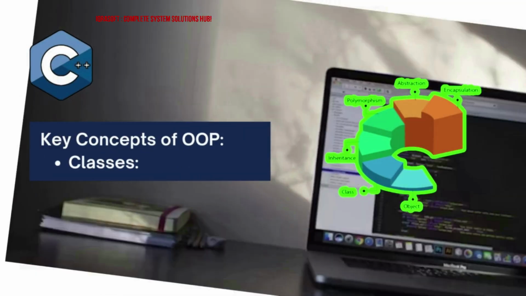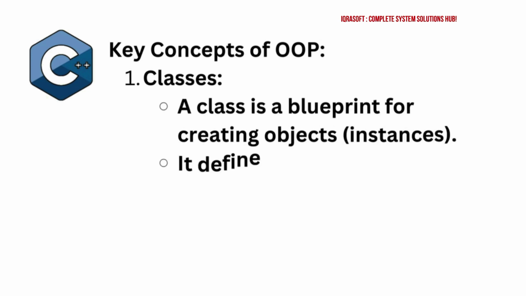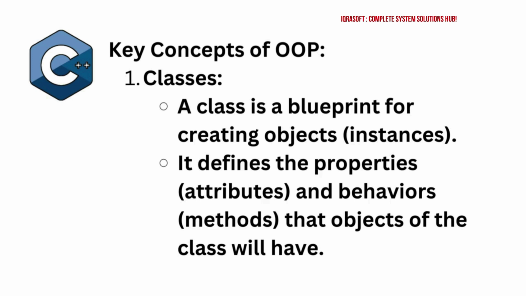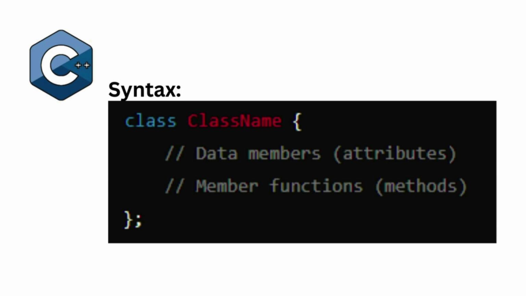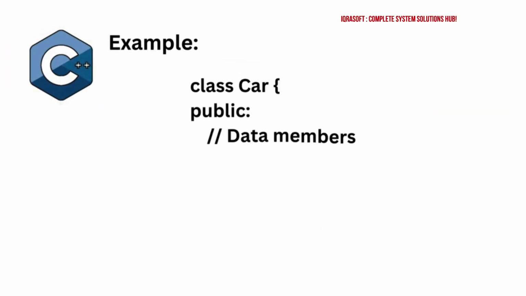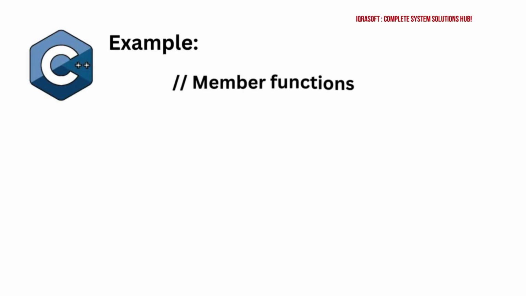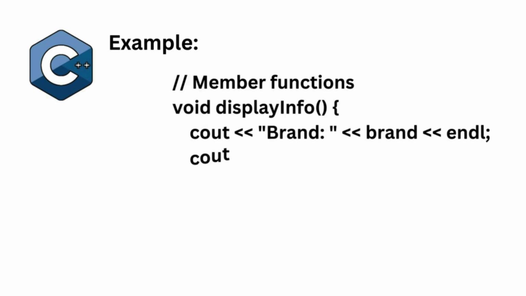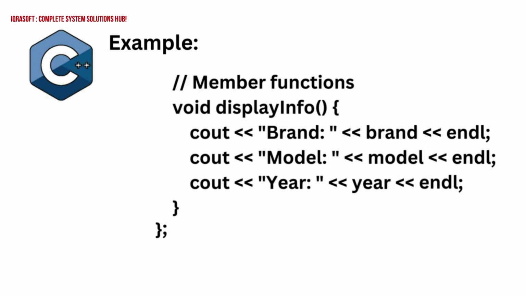Key concepts of OOP: classes. A class is a blueprint for creating object instances. It defines the properties (attributes) and behaviors (methods) that objects of the class will have. Syntax: class name, data members (attributes), member functions (methods). Class Car, public data members: string brand, string model, int year. Member function: void displayInfo, which prints cout brand, endl, cout model, endl, cout year, endl.